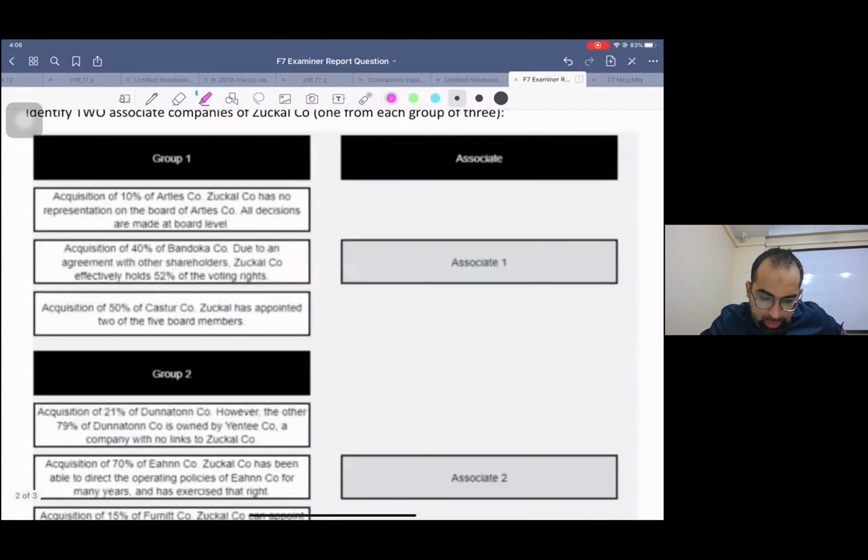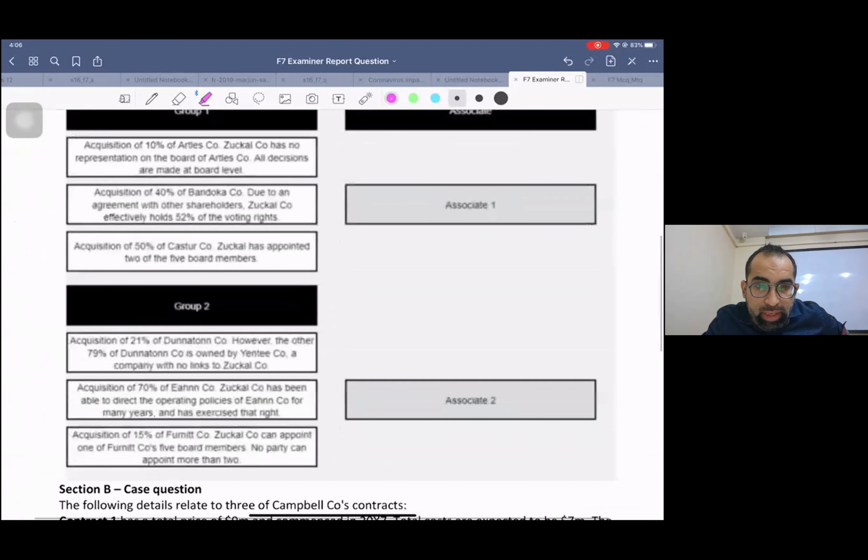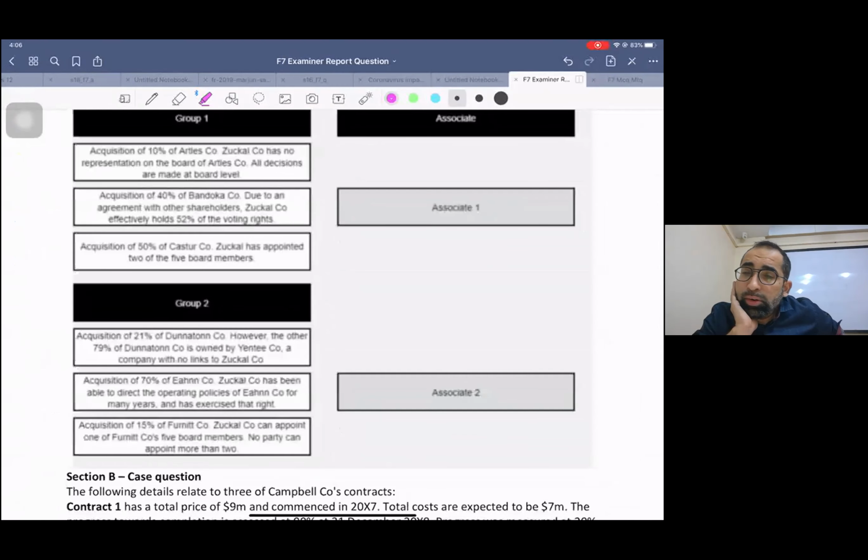Now this one is very, very good. I like this question. Okay. Now, can you see the screen? It's a little bit blur because I just copied it, but can you see this? Can you read this? Is it readable?